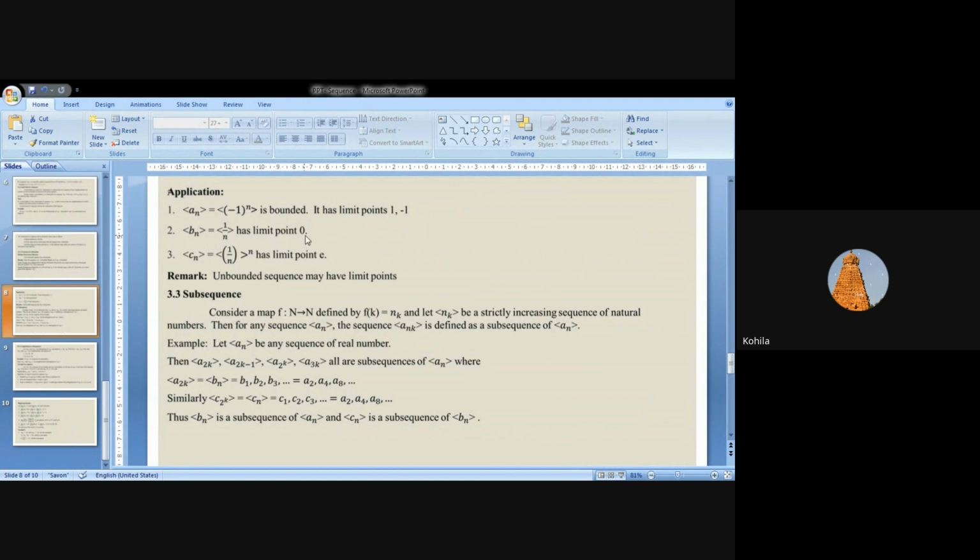It converges to 0. Then the third example is 1 plus 1 by n, the whole power n, which has a limit point e. You can check whether it has a limit point e or not. You can try it yourself. This is the third one. It's important to note: unbounded sequences may also have limit points.